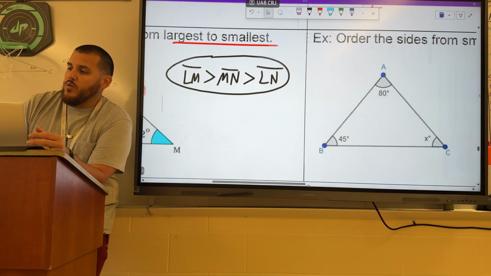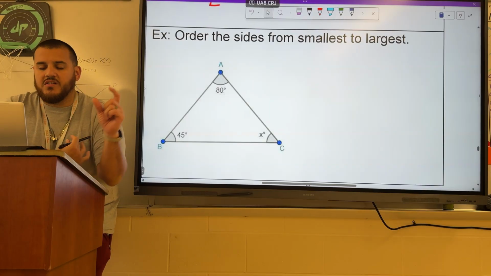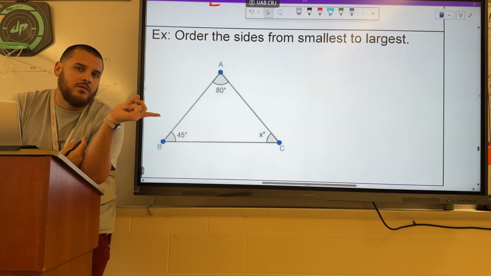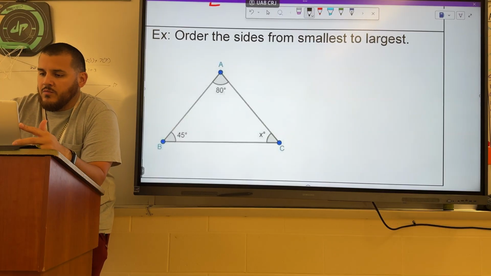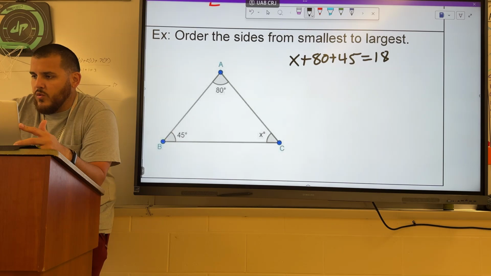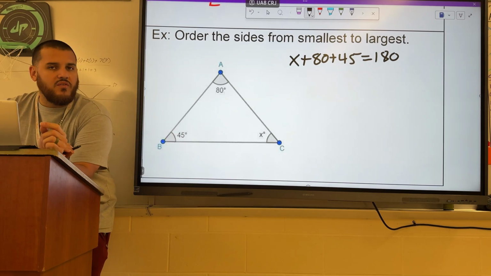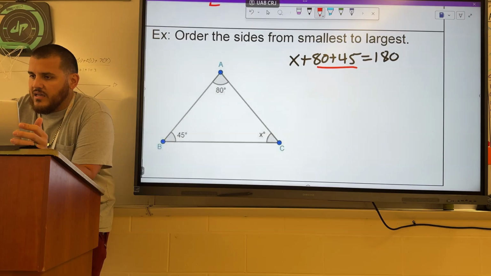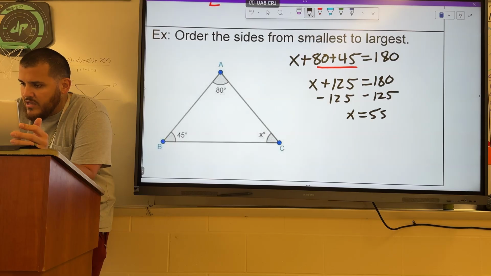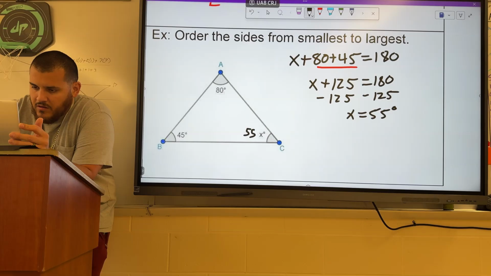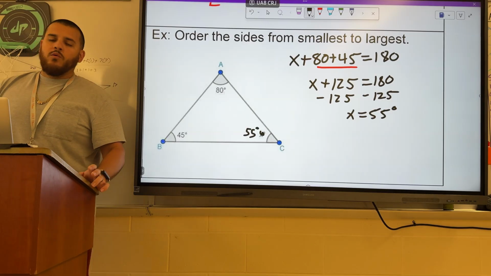In our next example, we're going to go smallest to largest, with one little caveat here that we don't know the measure of our third angle, which is fine. We can just draw on our prior knowledge of the triangle sum theorem. We know the three angles in any triangle must add up to 180 degrees. So x plus 80 plus 45 equals 180. We can combine these like terms here. 80 plus 45 gives me 125. We can subtract that 125 from both sides, and we determine that that missing angle is 55 degrees. I'm going to go ahead and write that there in our figure, and now we know the measure of every angle.